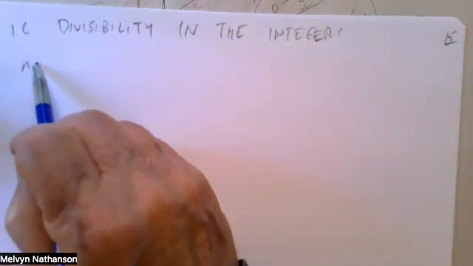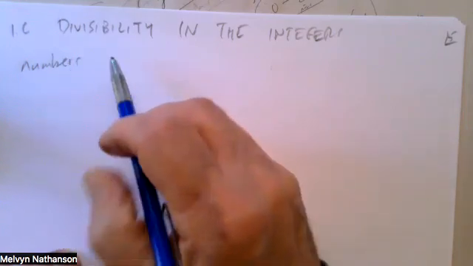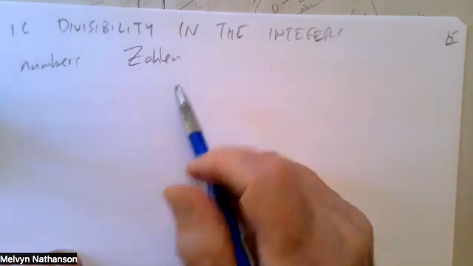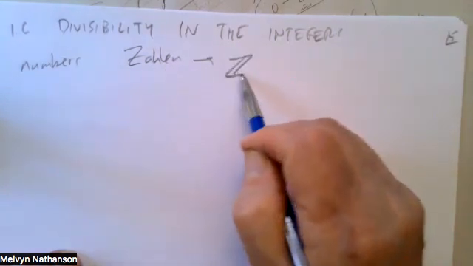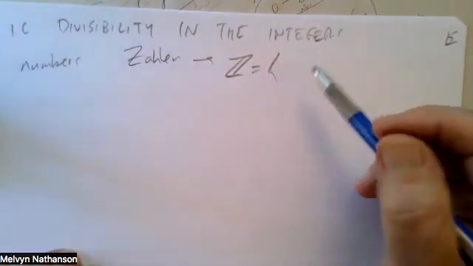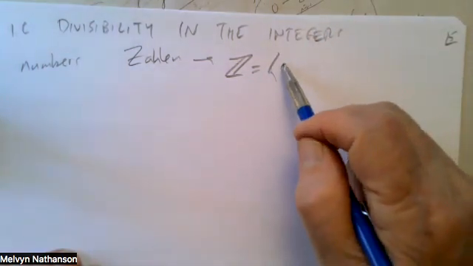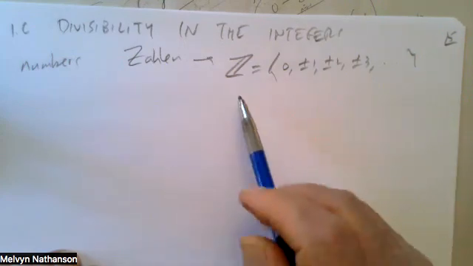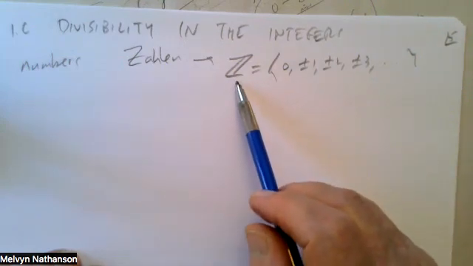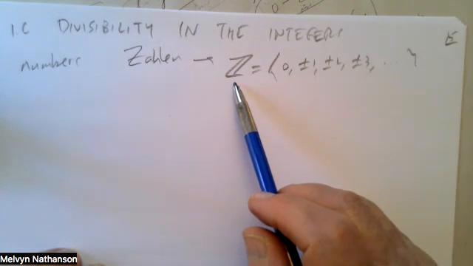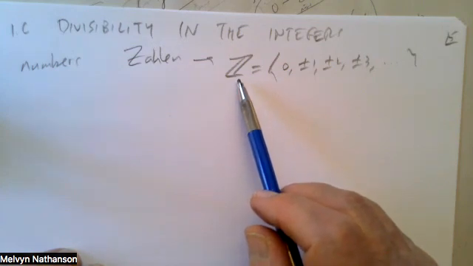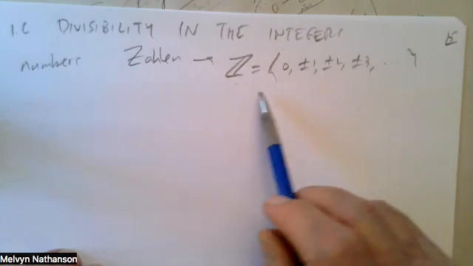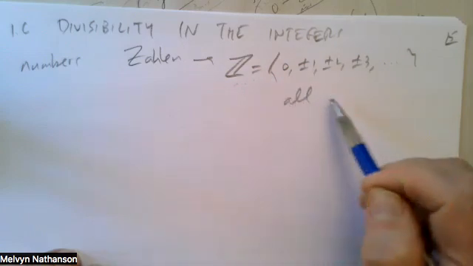So the word for number or numbers in German is Zahlen, which is historically why we use the letter Z to denote the set of all integers: 0, plus minus 1, plus minus 2, plus minus 3, and so forth. Sometimes it will appear as a boldface letter Z. Z stands for Zahlen. That's sort of irrelevant to us, but this is the set of all integers, positive, negative, and 0.